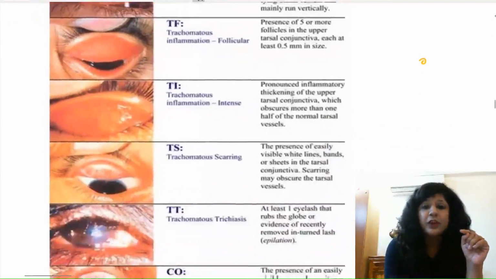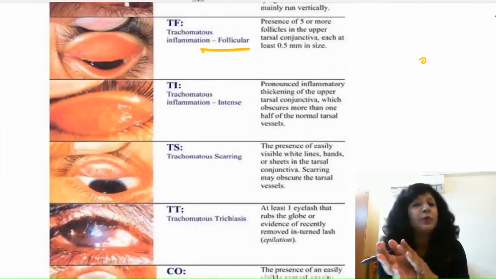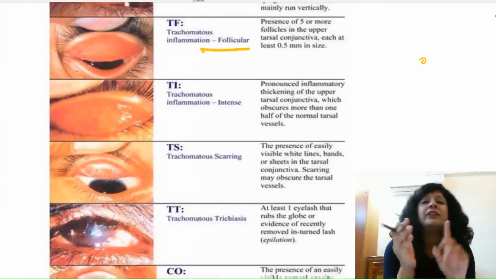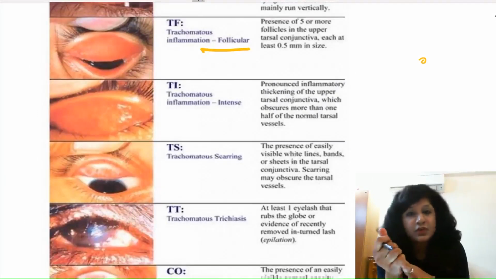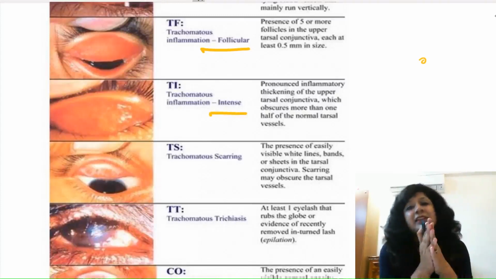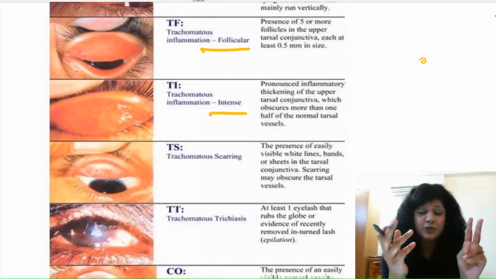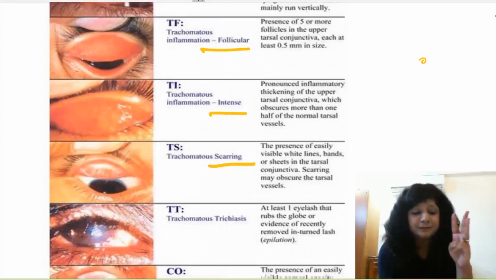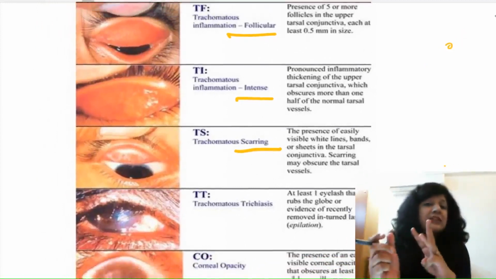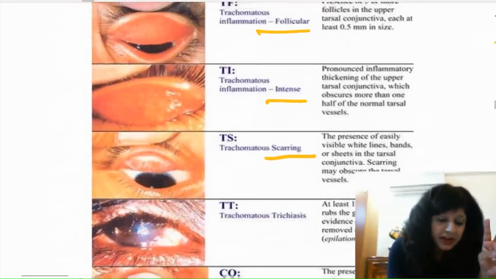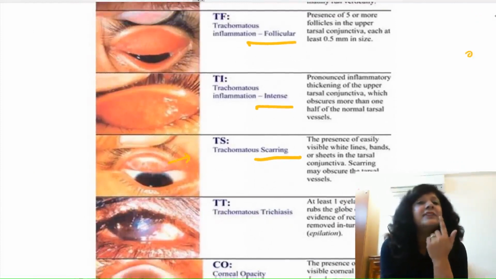So first is the F, follicular. Follicular means if you are having at least 5 follicles of the size 0.5 mm or more, then this is called the follicular stage. You know everything about the follicles, the Sago-grain follicles, the Leber cells, the signs of necrosis. Then next is I. I is for intense. We are having intense inflammatory thickening. We are having papillary hyperplasia, that we also know. Then third is S. S for scarring. Scarring means we have fibrosis, and especially if it is taking place in the sulcus subtarsalis, then that is called the Arlt's line. Look here, we are just getting a very fine line. That is called the Arlt's line.